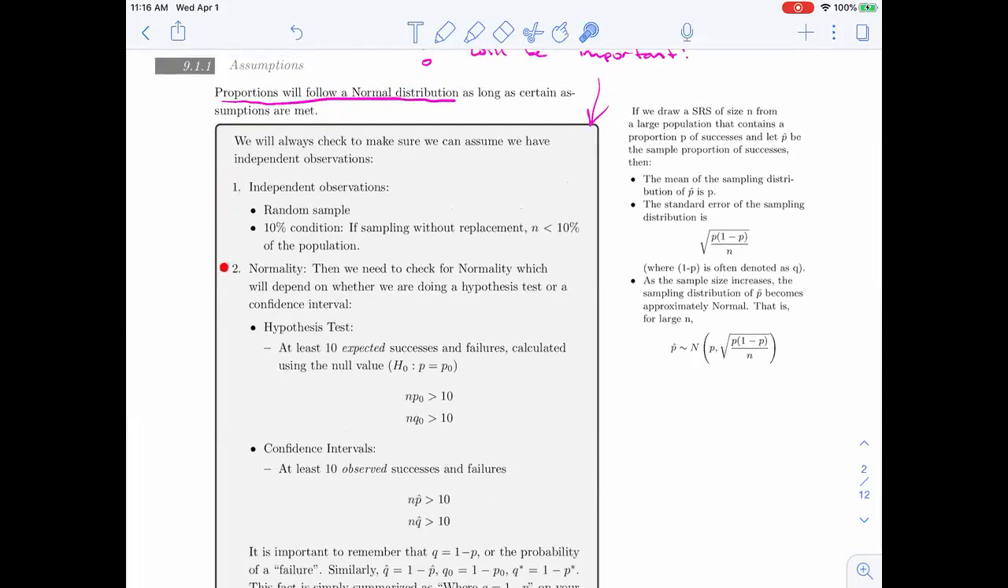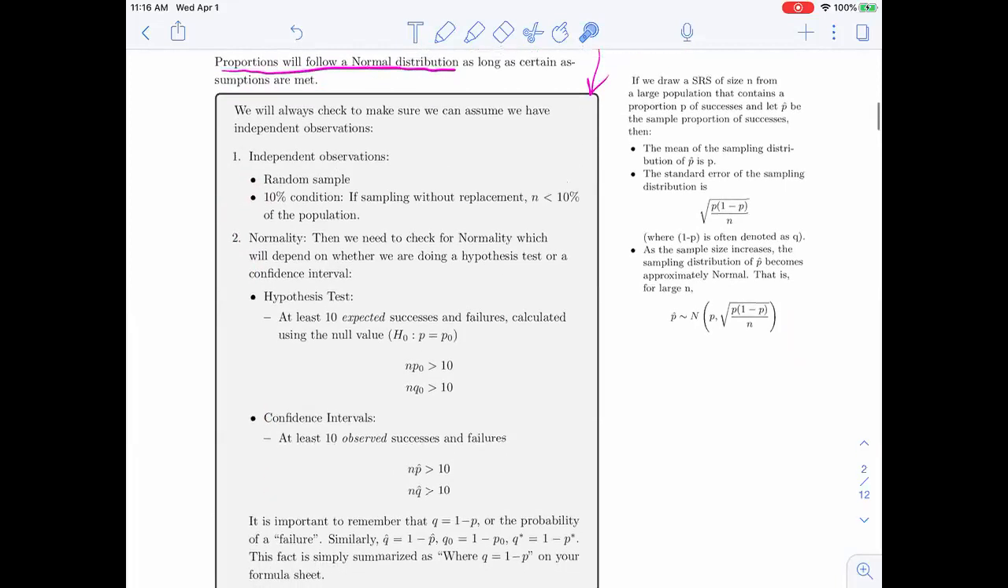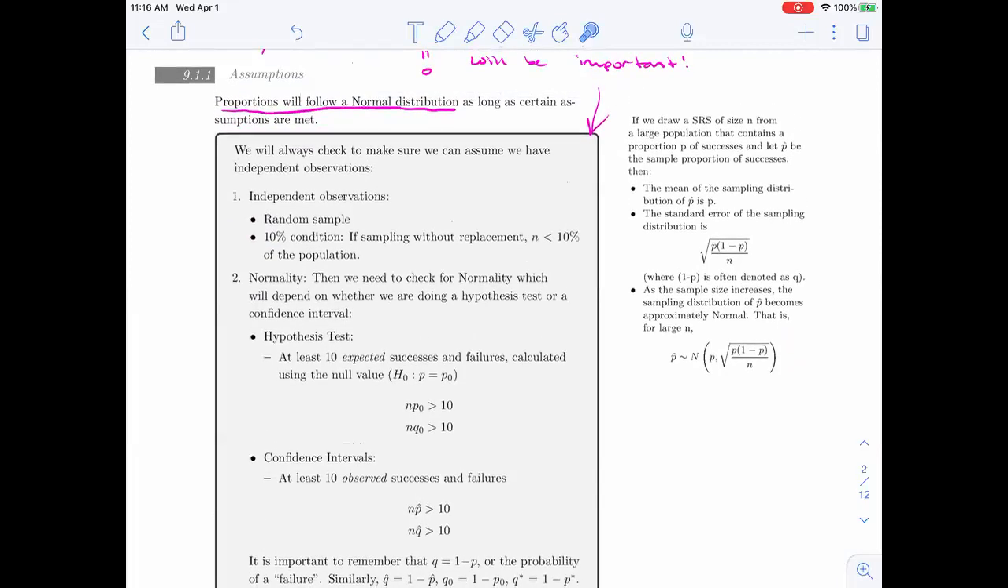As a whole, there's only 2 assumptions, but they break into little subparts. First thing, we have to have independent observations. The first way that we can do that is we pick a random sample. We know that, but we have to make sure that we have a random sample. If it doesn't say in the question, then you have to state that as an assumption. So even if it doesn't say, you say, we assume we have a random sample.